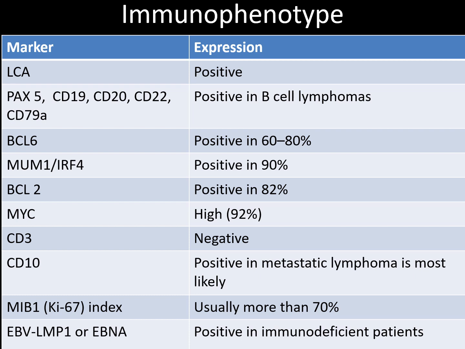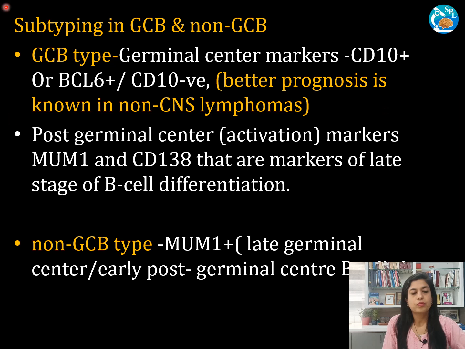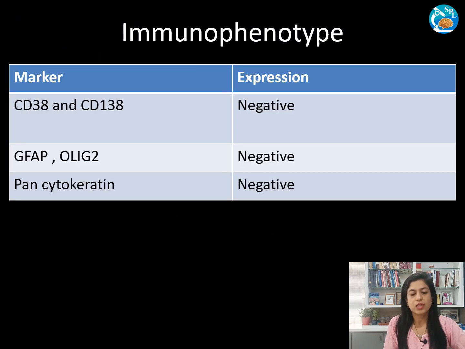antibody positivity. And now coming to subtyping, whether it is GCB or non-GCB, the markers done for this are CD10 positivity should be present, or when CD10 is negative, BCL6 should be positive, and in the non-GCB type, MUM1 positivity is noted.